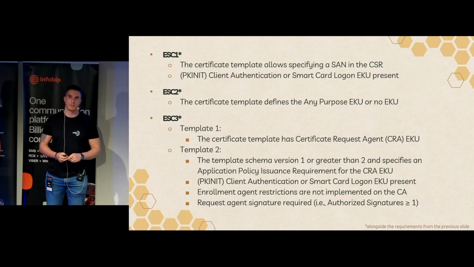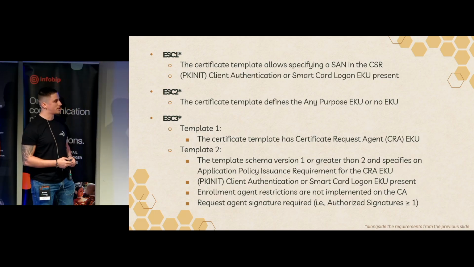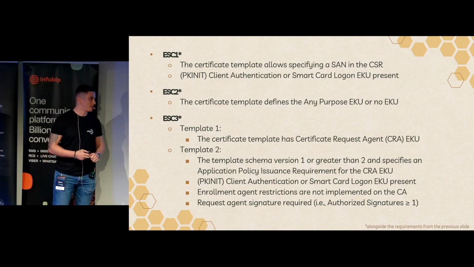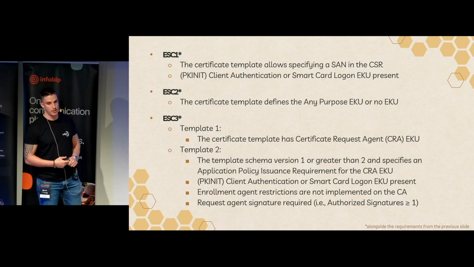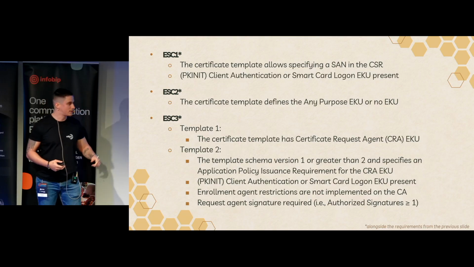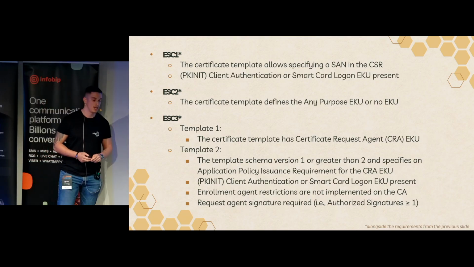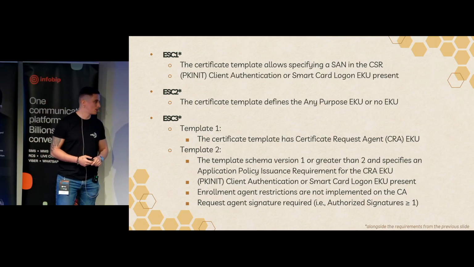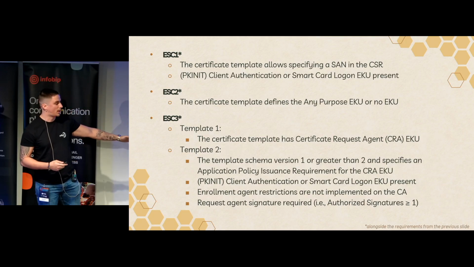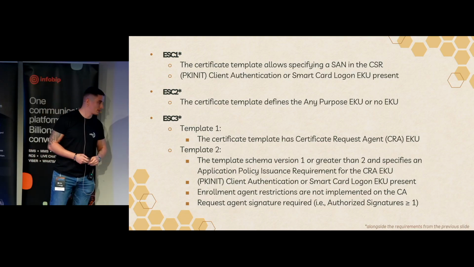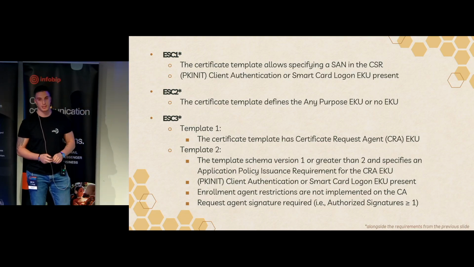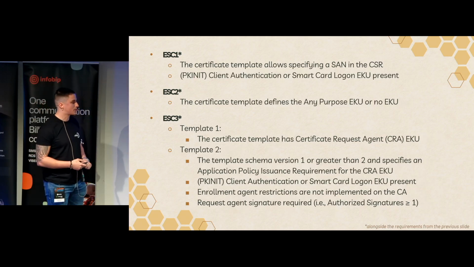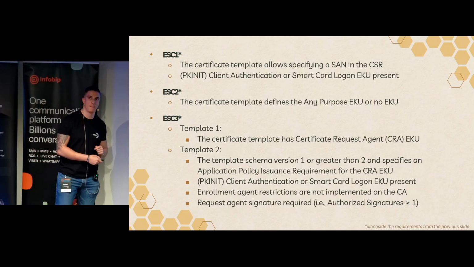You need a minimum of 2 templates. The first needs to have the certificate request agent EKU. The second template actually differs. You either need a version 1 template or version greater than 2, but the greater-than-2 templates need to have application policy issuance requirements for the certificate request agent EKU. Also, it needs client authentication or smart card logon. Enrollment agent restrictions are not implemented on the certificate authority. And lastly, request agent signatures are required, so a minimum of 1.